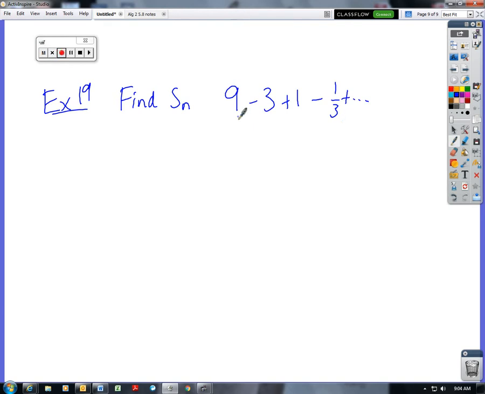So I am multiplying by, you can pretty clearly see it here, by -1/3. Or right here you could do -3 divided by 9 to get your r value, which again is -1/3. 1 divided by -3 would be -1/3. So clearly the r is -1/3, and the initial term is 9. Those are the two pieces of information you need in order to use the formula. And then we just go to the formula.